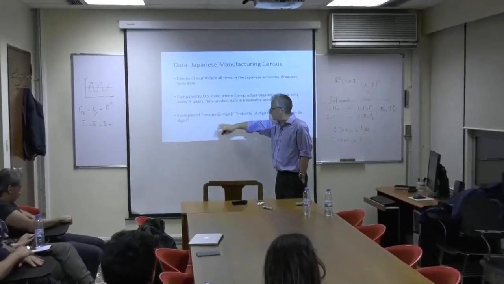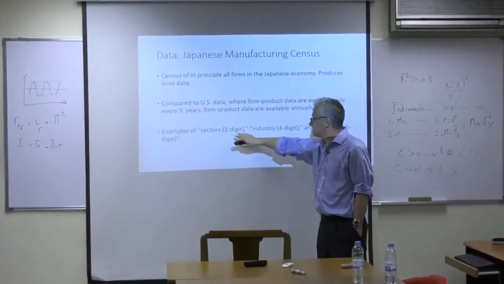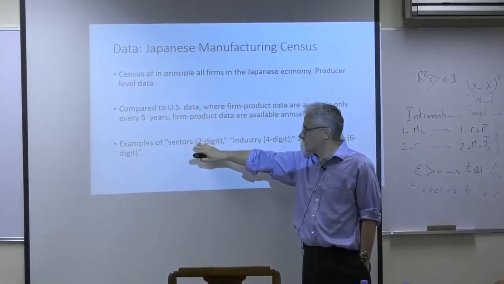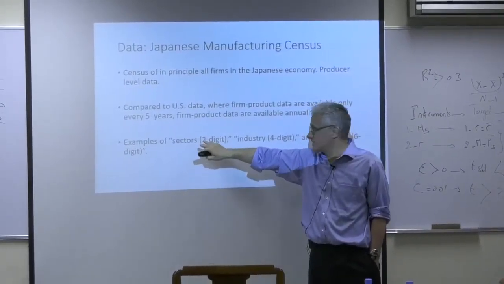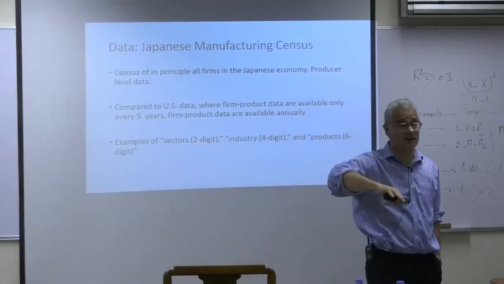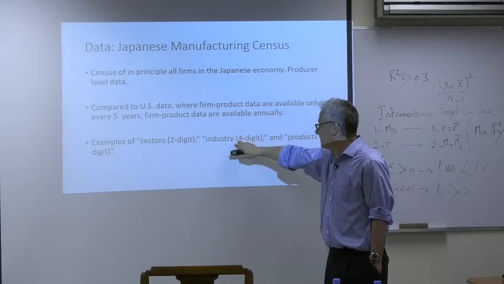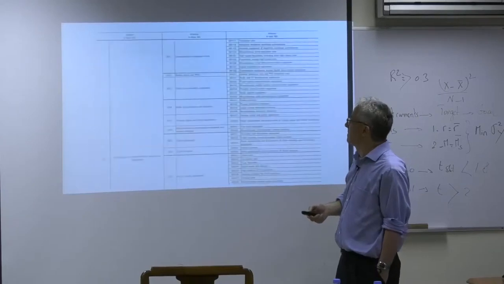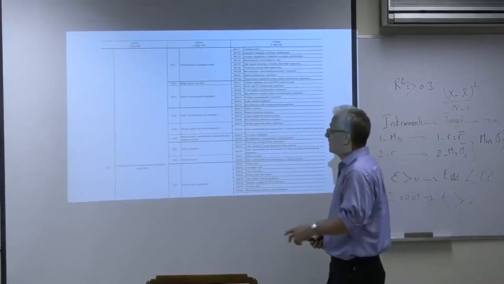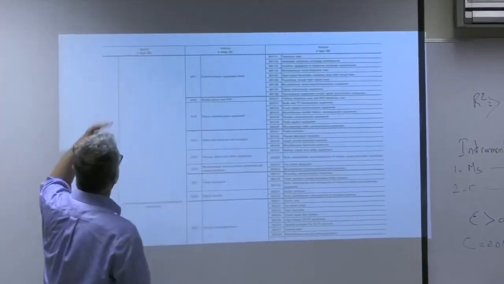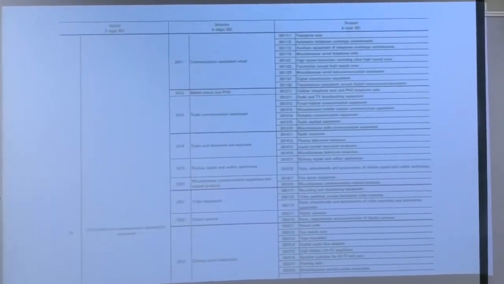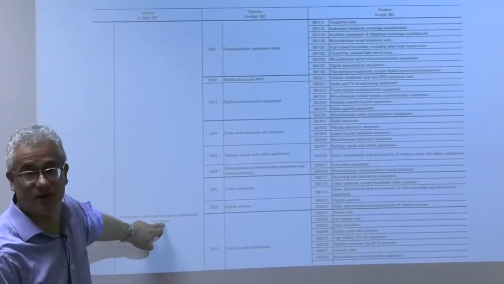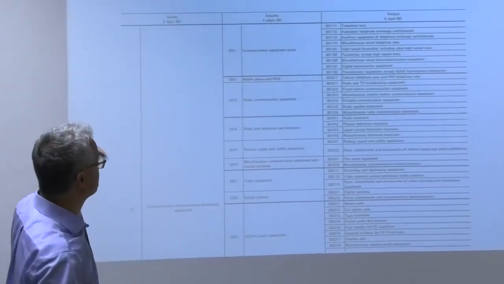So these are the definitions. We have sectors, industry, and products. Sectors, I think this is the same in Lebanon and other countries. Sectors would be at the 2-digit level, industries are defined at the 4-digit level, and products are at the 6-digit level. This is kind of small, but at the 2-digit level, what we call a sector would be information and communications, electronic equipment.